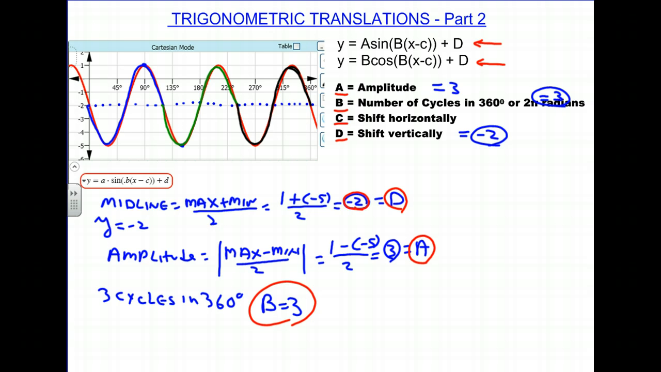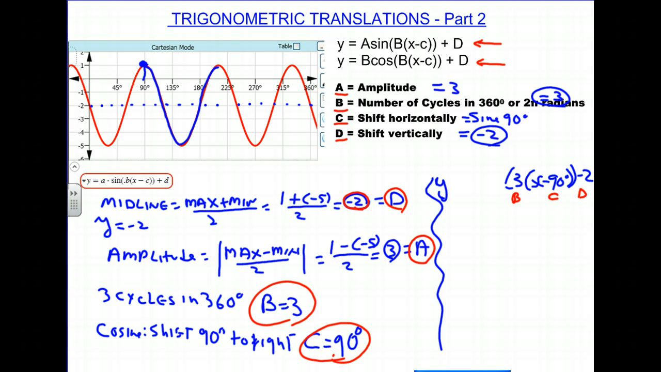And finally, we need to look at the shift horizontally. Now, we can look at this as a sine or cosine curve. So why don't we look at it as a cosine curve first, because that's certainly the easiest. Notice cosines always start at a maximum point and start going down. So starting from there, it would look like a cosine curve. And it's been shifted 90 degrees. You can certainly see that right here.